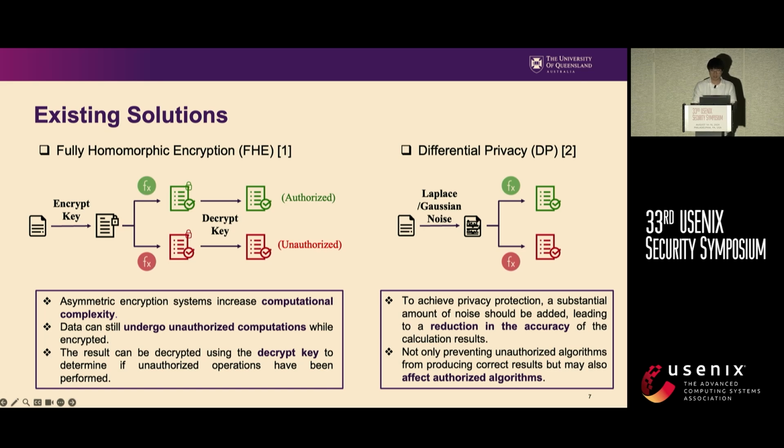Okay, so the second solution is differential privacy. The noise, usually Laplace or Gaussian noise, is added to the original data to create what we call the perturbed data. To achieve the privacy protection, a substantial amount of noise should be added, leading to a reduction in the accuracy of the calculation results. And DP not only prevents the unauthorized algorithms from producing the correct result, but may also affect the authorized algorithms because of the noise. Therefore, accuracy and computational cost are the main concerns of the two existing possible solutions.